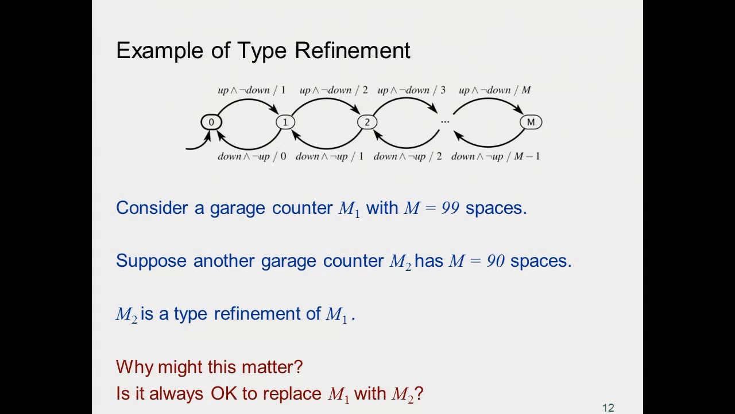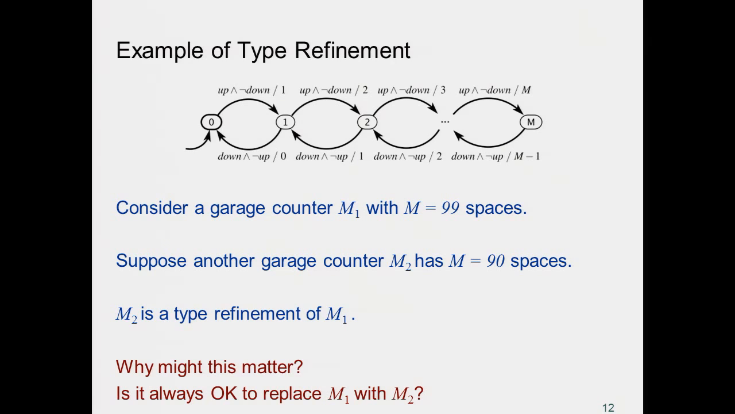An example of why I should care about type refinement. So I have a garage counter that has a display that can take numbers up to 99, right? So it counts 1, 2, 3 up to 99. And I have another garage counter that has 90 spaces. Now, since the space of the output in the natural numbers is contained in the space of natural numbers of the one before, we can say it's a type refinement, right?